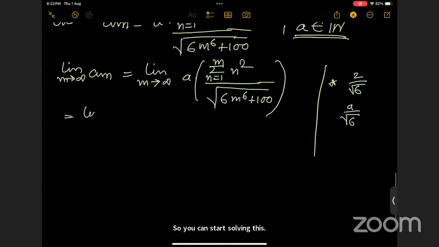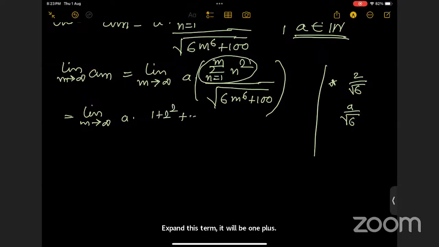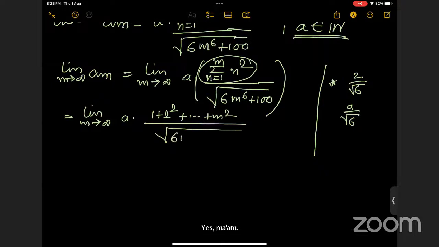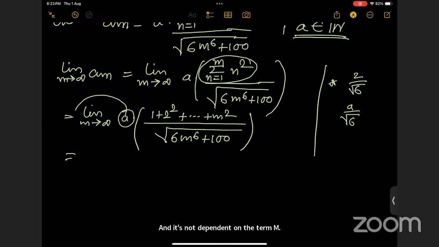As I said, we can expand this. If we expand this term, it will be 1 plus 2 square plus dot dot dot m square, right? Yes, ma'am. By 6m power 6 plus 100. So this a is a constant and it's not dependent on the term m, so we can take this outside the limit, right? Yes.